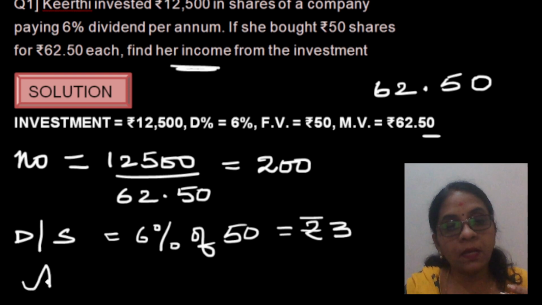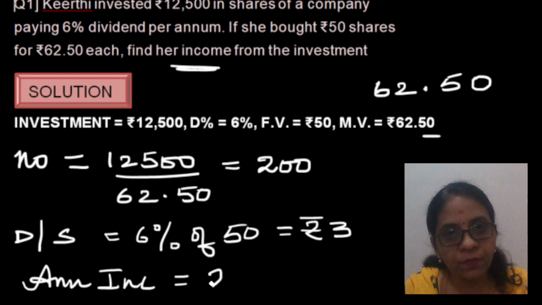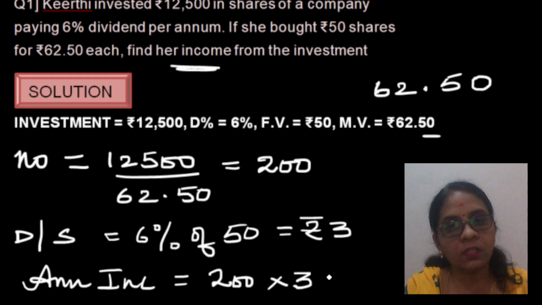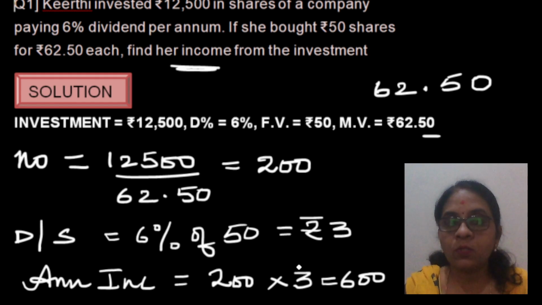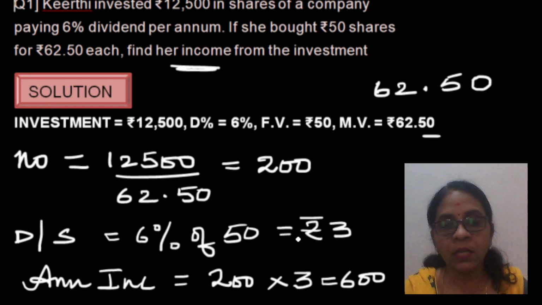Now what will be her annual income? Her annual income is equal to number of shares, which is 200, into D per share, which is 3, which makes it 600. So the annual income is 600. It's a simple straight question, direct.